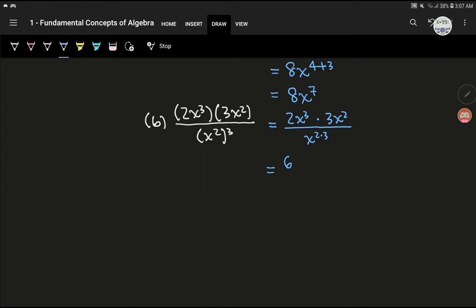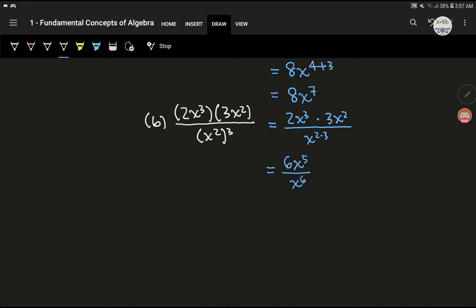So x to the power of 3 plus 2, and 3 plus 2 is 5, over x to the power of 6. Now what's left is 6x to the power of 5 over x to the power of 6.